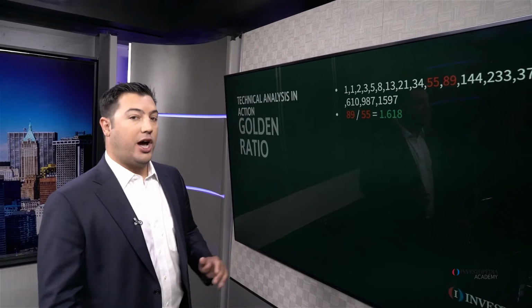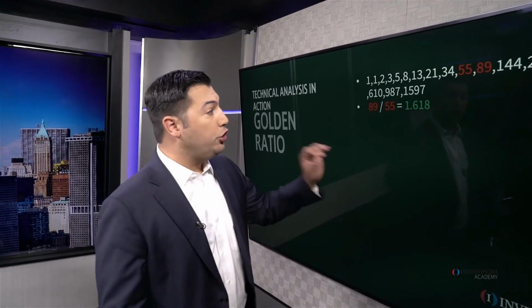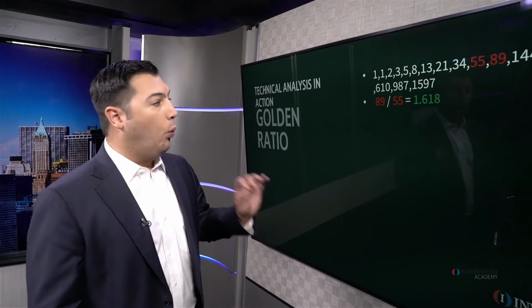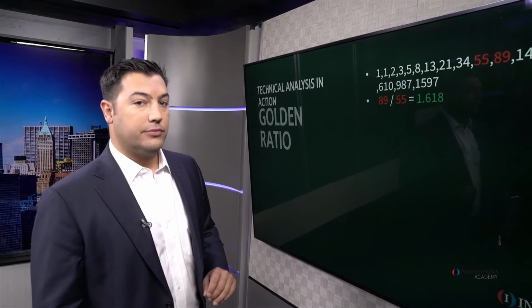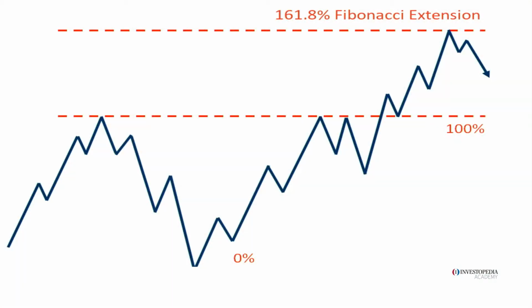And the further away you get from zero along that Fibonacci sequence, the closer you are going to get to exactly 1.618. Now let's look at this in action. How is this going to help us, JC?